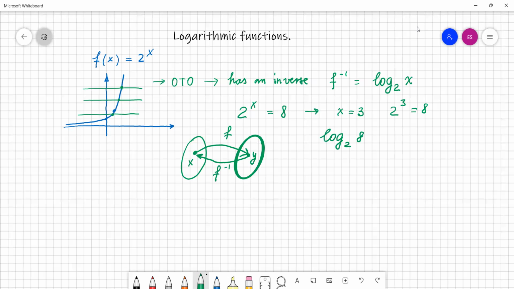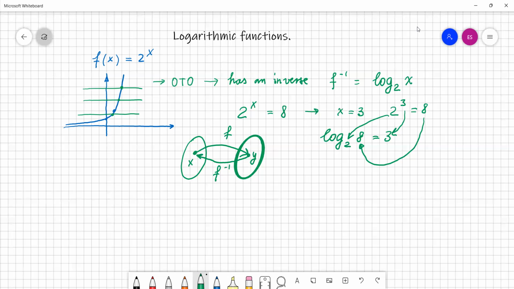What was my x here? It was 3, right? Because 2 to the power of 3 was 8. So this is the power, and this is a number, and this is a base. So basically logarithm with base 2 of 8 shows to which power you need to raise 2 to get 8. That's it. Very simple definition.